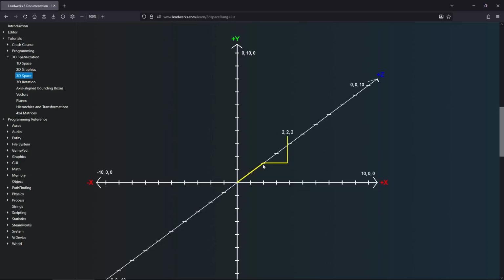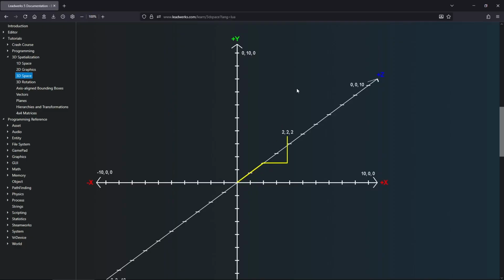Now here, I'm showing you doing the z-axis first, and then the x-axis, and then the y-axis. The order doesn't matter. It's just you have to apply the right number to each axis. So, yeah, we got it right.